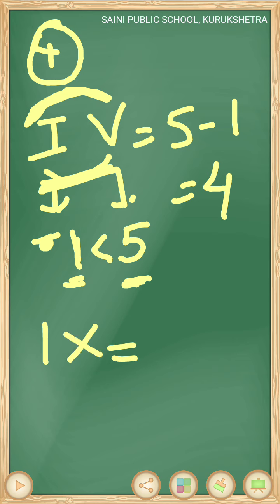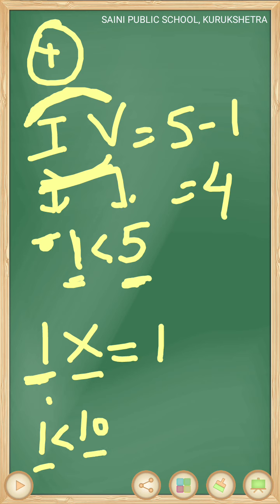Why? The value of I is 1, the value of X is 10. 1 is less than 10 and it is on the left side of 10. So its value will be subtracted and it will become 10 minus 1 is equal to 9.